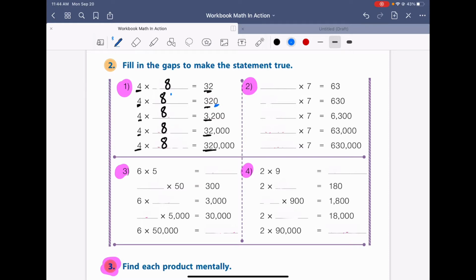Just how many zeros? Here we have 1. Here we have 2. Here we have 3. Here we have 4.